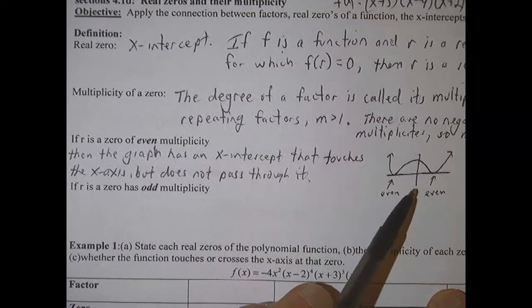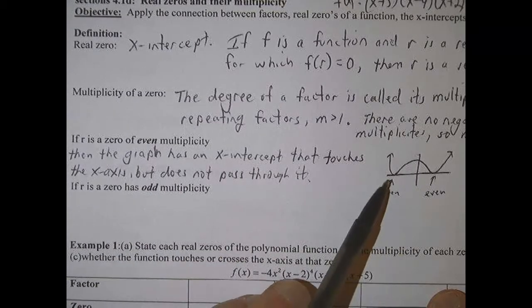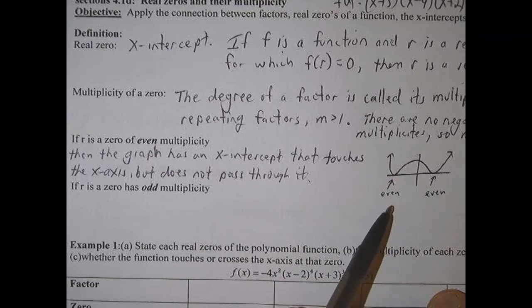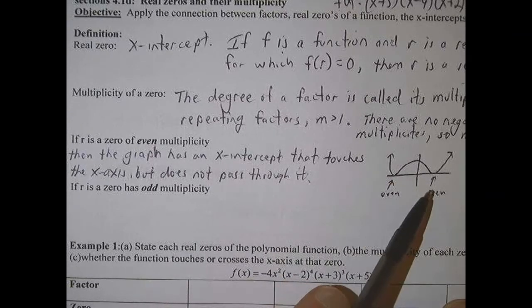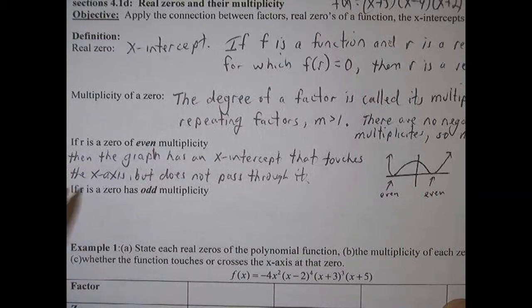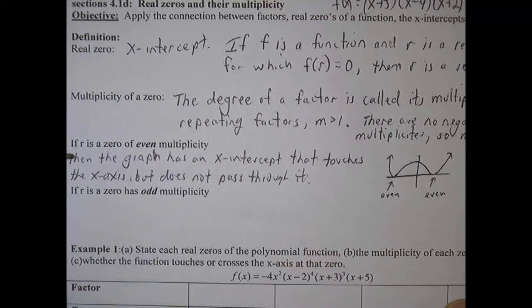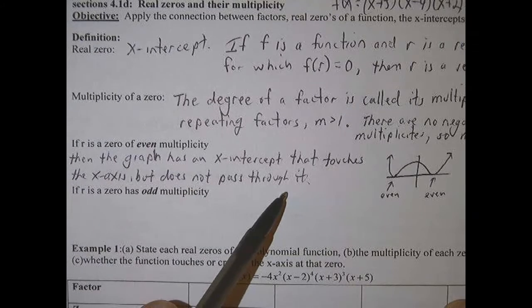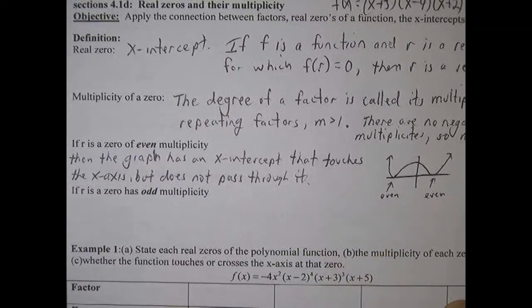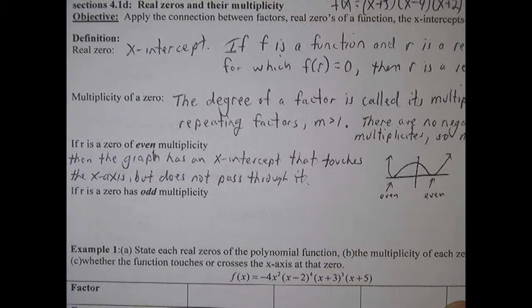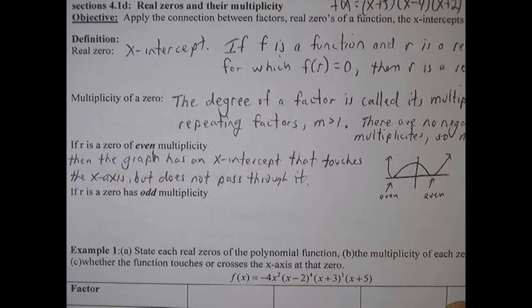Okay, so here we see a picture of a graph that has two x-intercepts with what must be even multiplicity, because you can see how it bounces off the x-axis. So if a zero has even multiplicity, the graph has an x-intercept that touches the x-axis but does not pass through it, and sometimes we say it bounces off of the x-axis. You can write that down too if you need a couple ways of saying it. Okay, and if it's odd, that means it crosses through it.